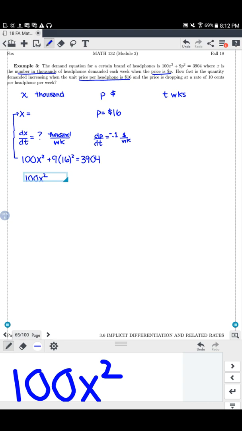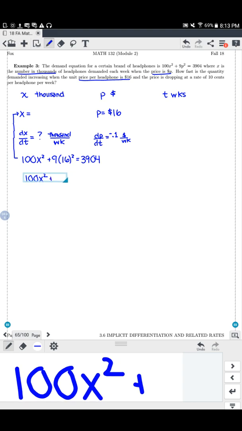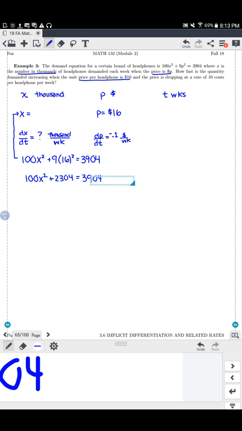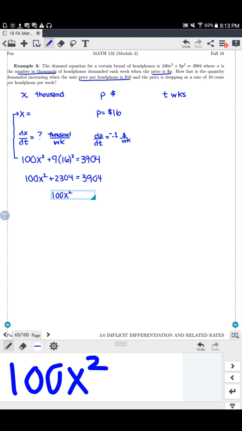And I want to figure out what that value is and subtract it from that 3,904 on the other side. So if you plug in 16 squared times 9, you get 2,304. And we're going to end up subtracting that from that 3,904 that was on the right in order to get X by itself. So 100x squared is going to equal 3,904 minus 2,304. So we get 1,600 over here.